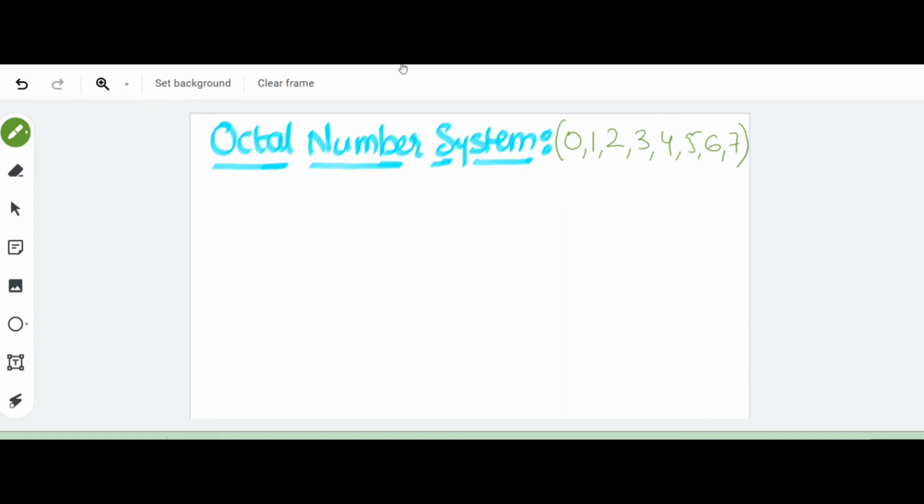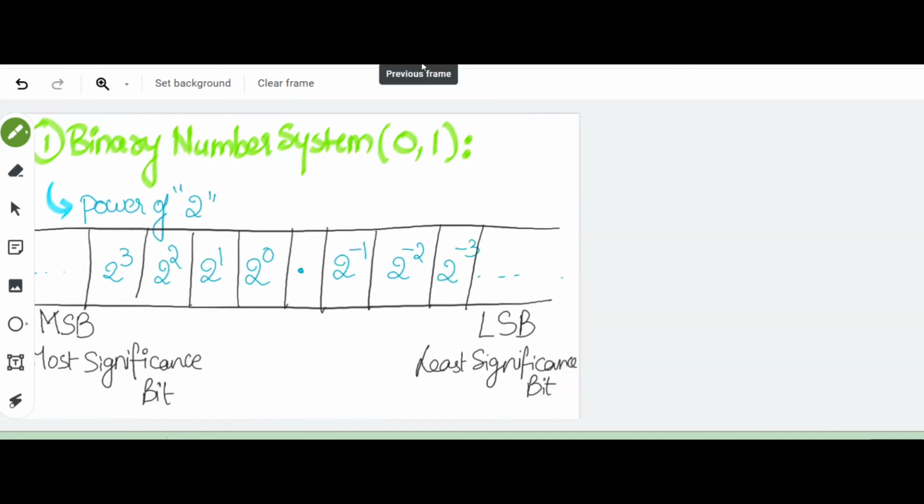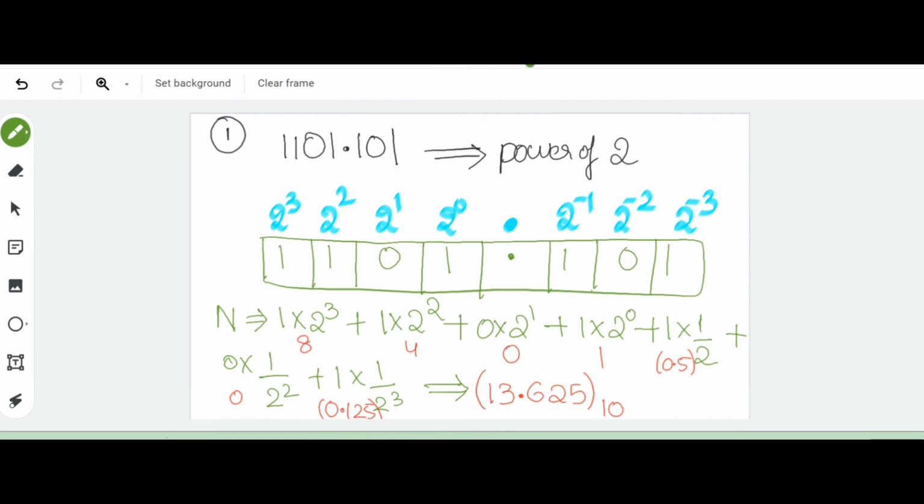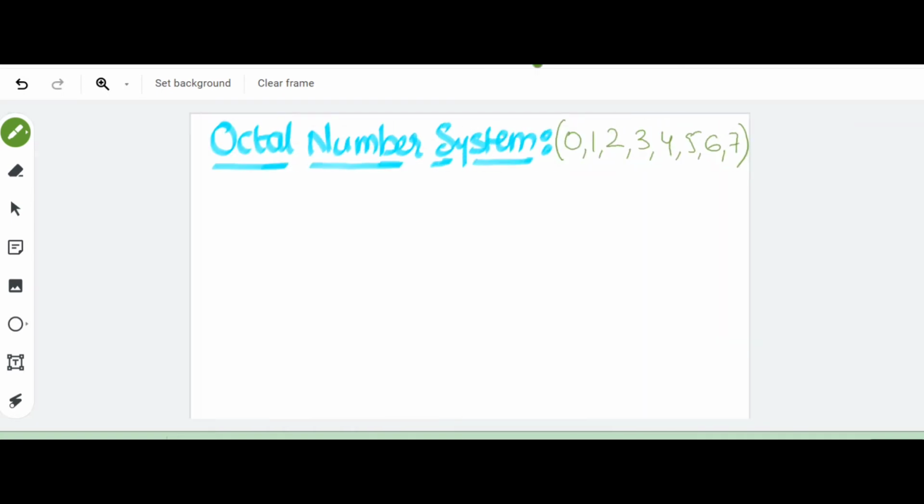And here I forgot to mention the base. For binary, the base is 2. That's the reason we have taken the base as 2 every time, and the power is according to the position. Here the base is 8. Let me write here itself that the base is 8.